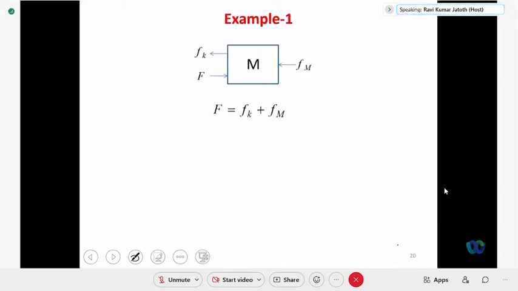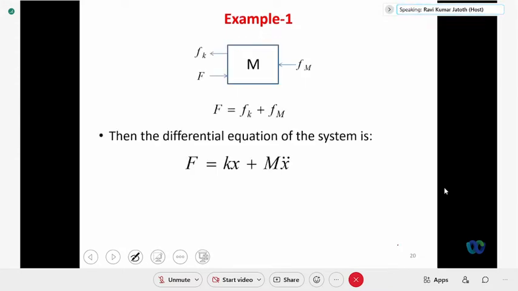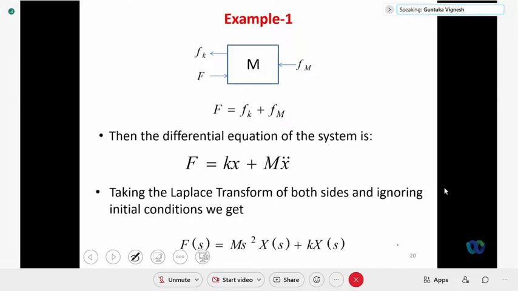Sunday Okay, so F is Vignesh. So F is equal to KX plus MX dash. So when you apply Laplace transform, okay, on both sides, MS square. మీరు మాట్లాడుతున్న వ్యక్తి మీ కాల్ ని హోల్డ్ లో ఉంచారు. దయచేసి లైన్. విగ్నేష్.